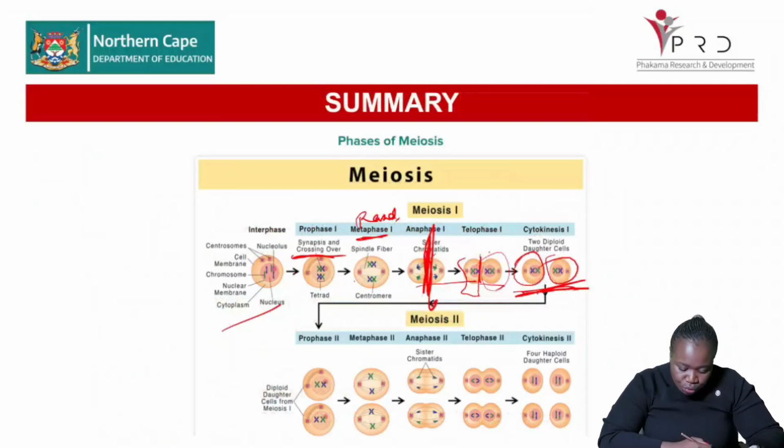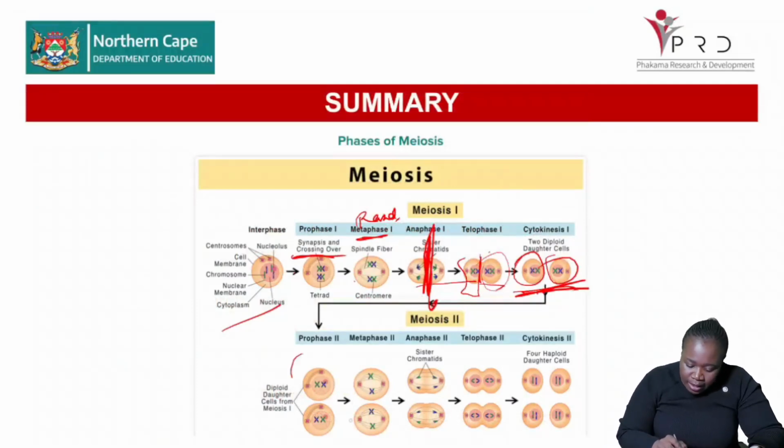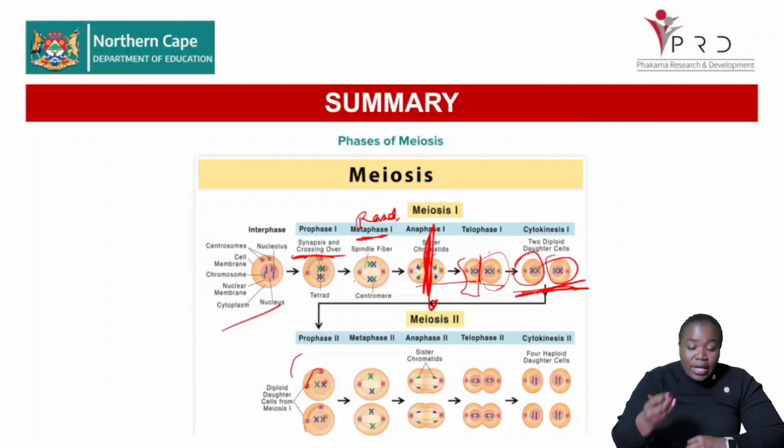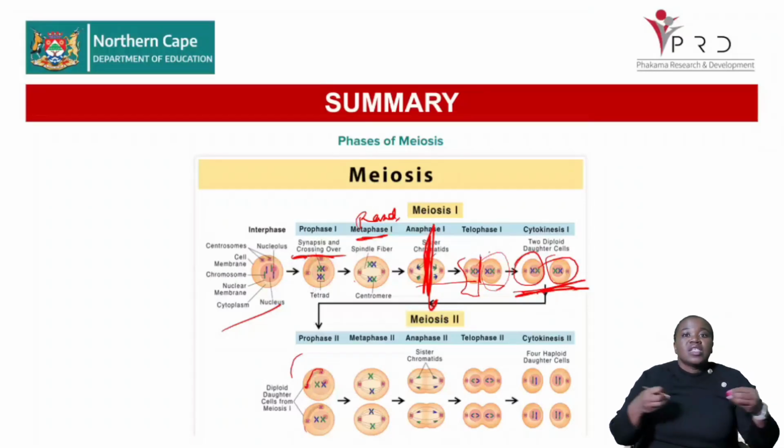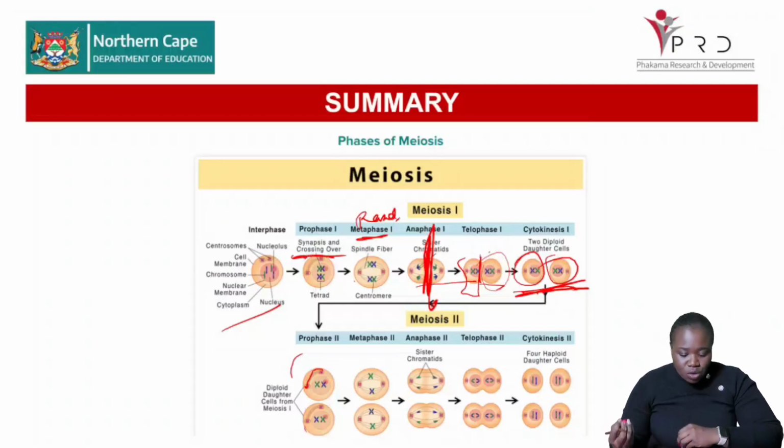Moving on to Meiosis II, Prophase 2. Here we do not experience the crossing over, but we can see that there are spindle fibers forming, and at the end they will end up attaching to the chromosomes, which is important because we need them to split the chromosomes into chromatids during anaphase 2.